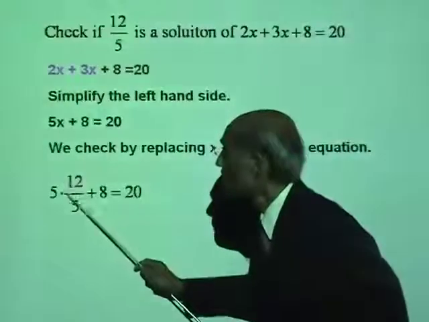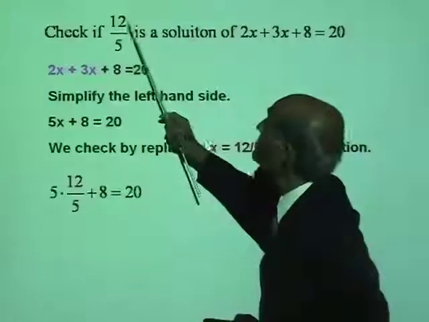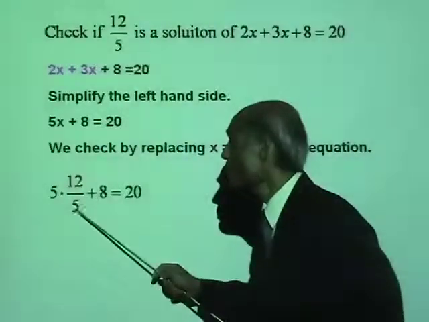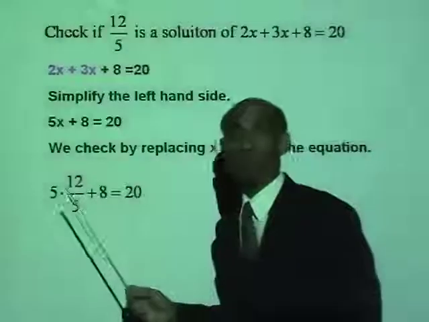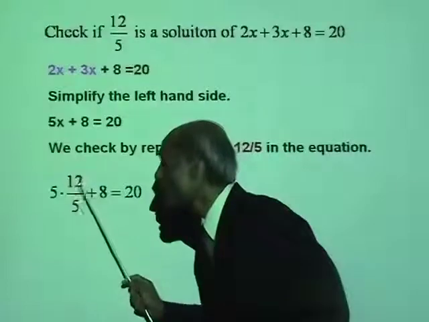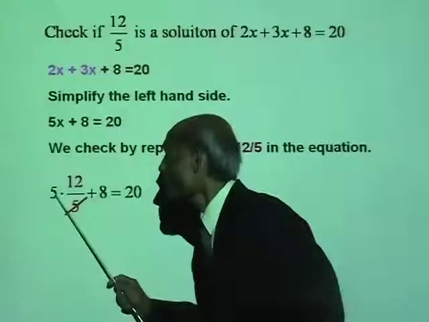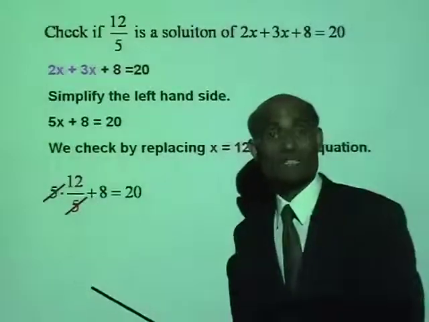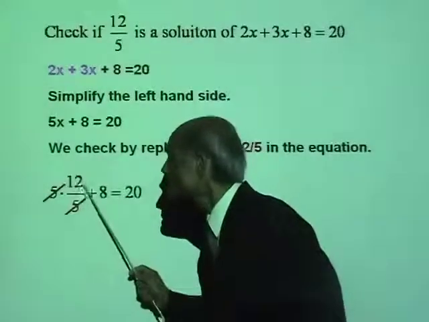5x becomes 5 times 12 over 5. X is given to be 12 over 5. So 5 times 12 over 5 plus 8 equal to 20. What is 5 times 12 over 5? Look at that. The 5 on the denominator will cancel with the 5 on the numerator. 5 times 12 over 5 is simply 12.